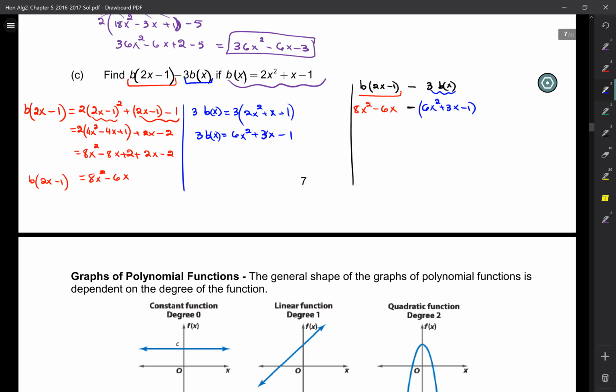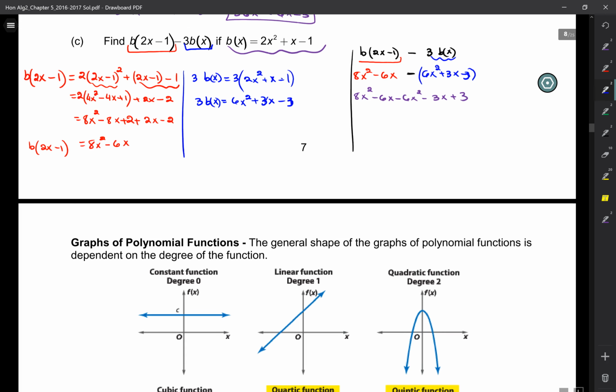Okay? Now, can we simplify this? Ooh, minus 3. Way to go. All right. Okay, and then, so it'll be 2x squared minus 9x plus 3.